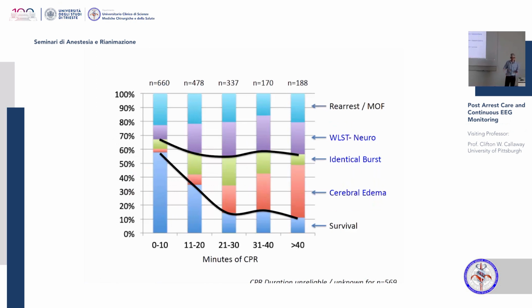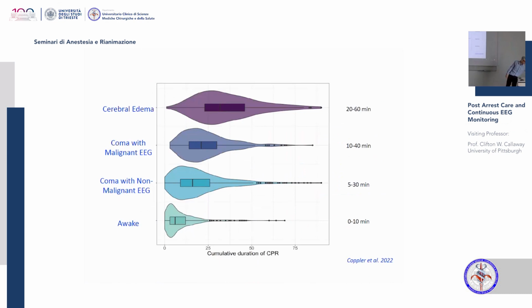And if you look at the duration of CPR, having brain edema becomes more common with a longer CPR. Having identical bursts becomes more common after 10 or 15 minutes, but then it becomes less common because you have brain edema. It sort of implies that those two things are part of the same syndrome, maybe on a continuum. First, you have coma, then you have identical bursts, then you have cerebral edema.